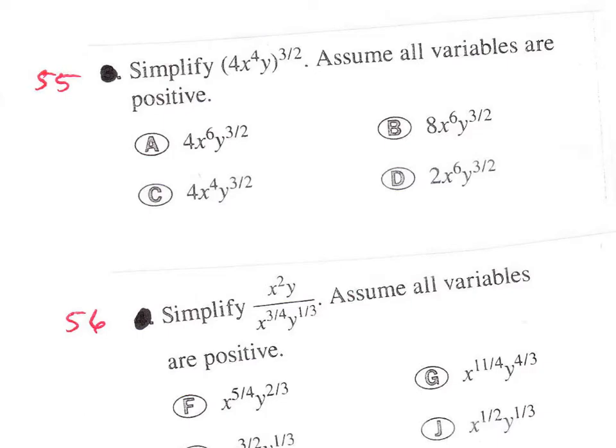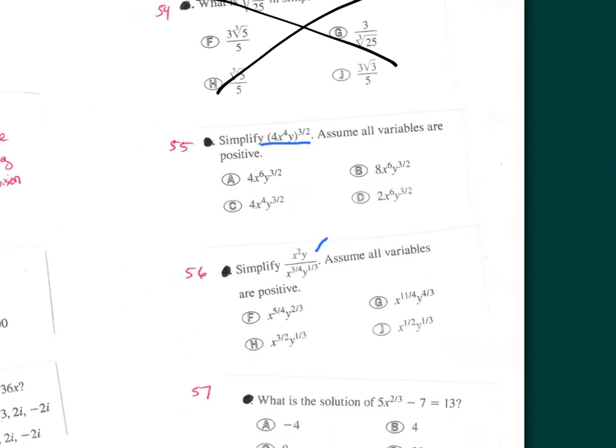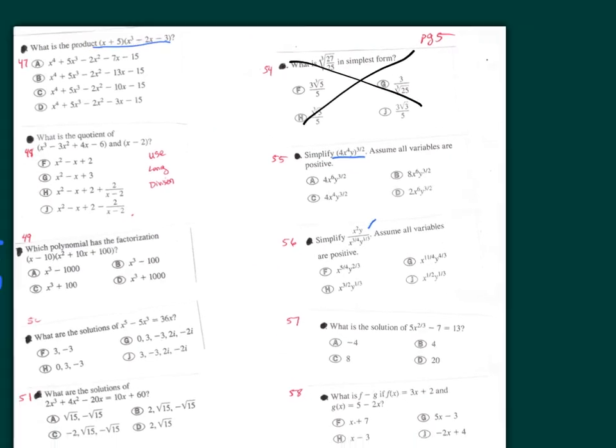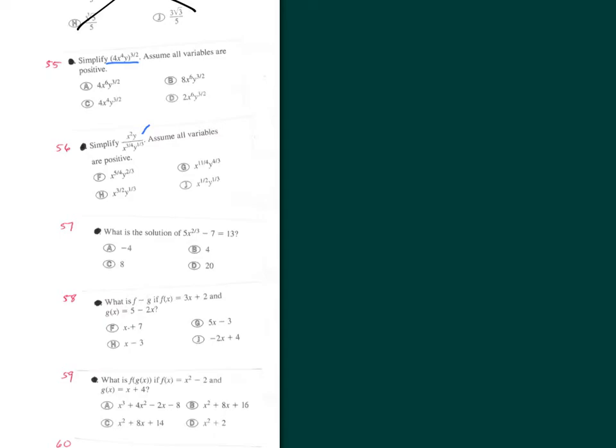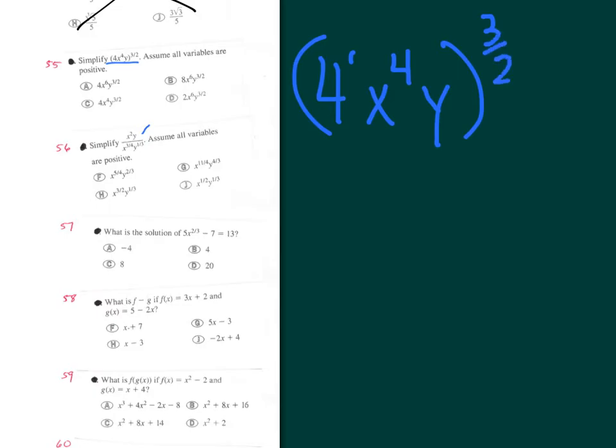Number 55, you want to simplify this expression, 4x to the fourth times y, all raised to the 3/2 power. Let's assume all the variables are positive. So again, you want to remember, we'll zoom out here briefly. And actually, we'll work it over here. So just so you see, you've got 4, then x to the first power, then x to the fourth, y, and that's all being raised to the 3/2 power. So you just have to distribute that 3/2 to everybody, and that y has a power of 1 too.